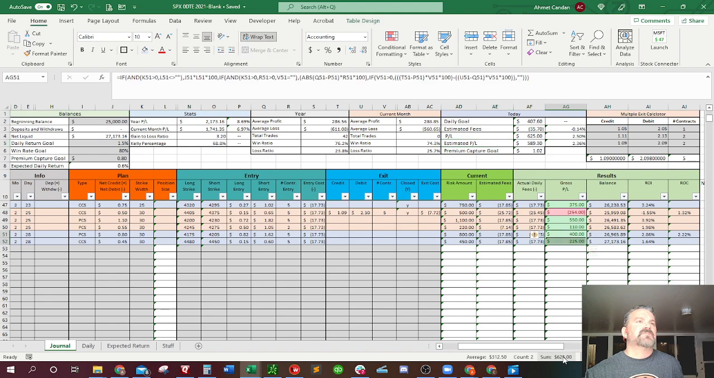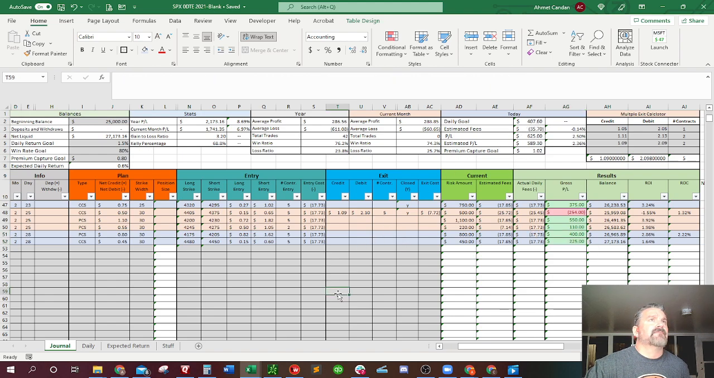You look here, sum of 625. But it also estimates your fees. And again, the estimator is based on the Tastyworks fee schedule. It's not exact, but it's pretty darn close. It'll give you some really good information there.